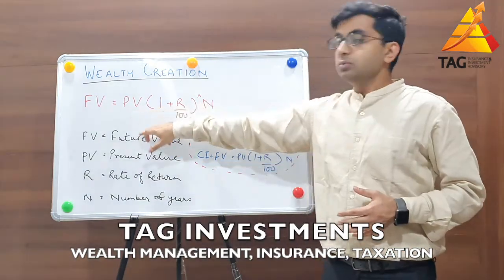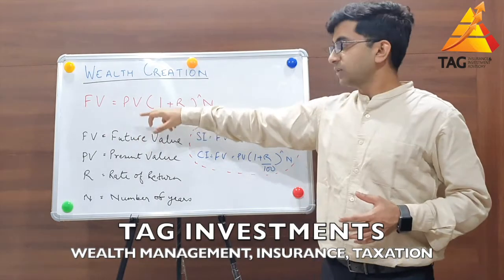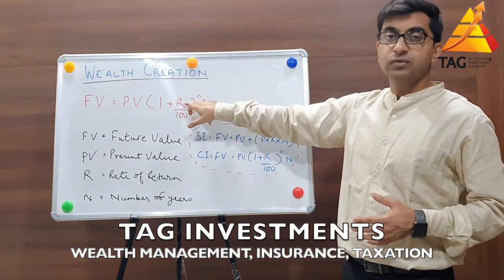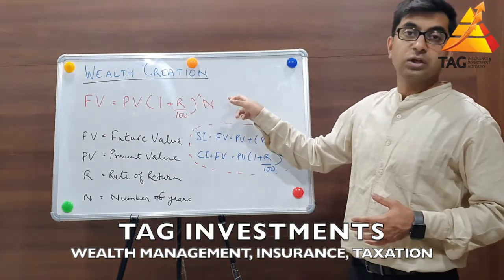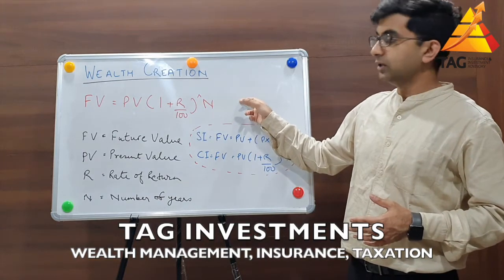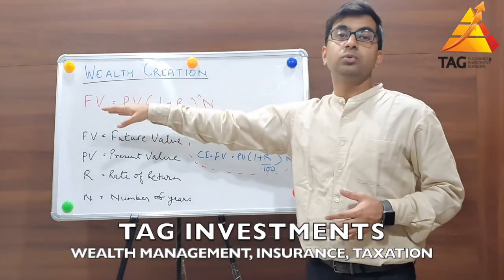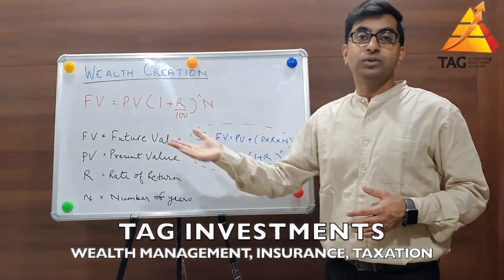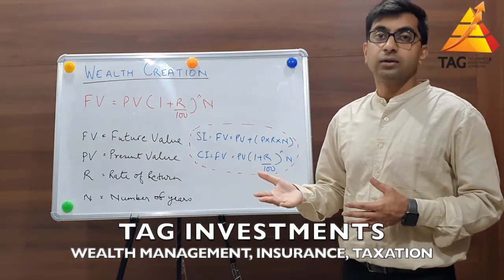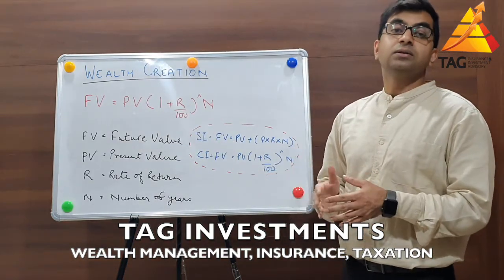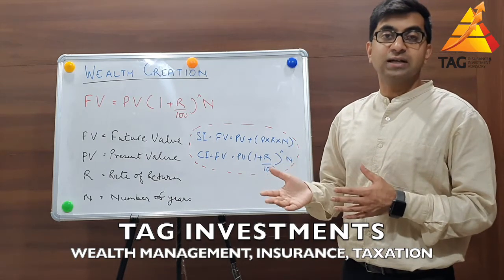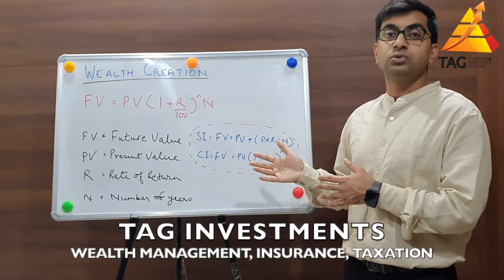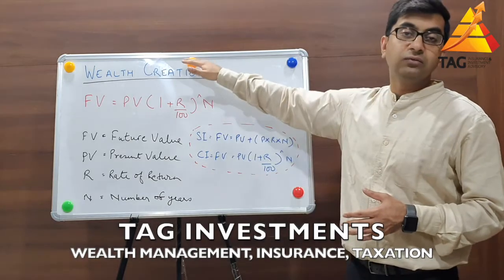So present value, which is the principal amount, the invested amount, R, which is the rate of return, N, which is the number of years you stay invested for, is directly proportional to the future value, which is the wealth you want to create. So the more you invest, the higher rate of return investment asset class you invest in, and the more number of years you stay invested creates wealth for you.